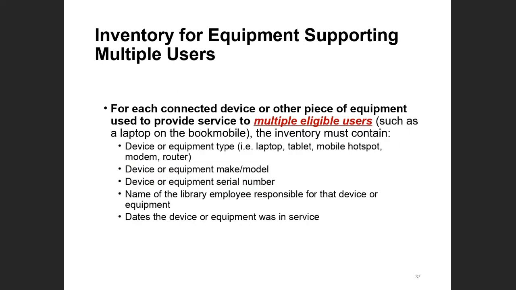And then going over to the multiple user side. If you've got a device that's going to be used only on the bookmobile, for example, a laptop that multiple users along the bookmobile route might access, you're having to keep some basic information about the device, the name of the library employee in charge of that device, and the dates that equipment was in service. So that would be for any device or equipment that multiple people are accessing on any given day, not loaned out to a particular person.